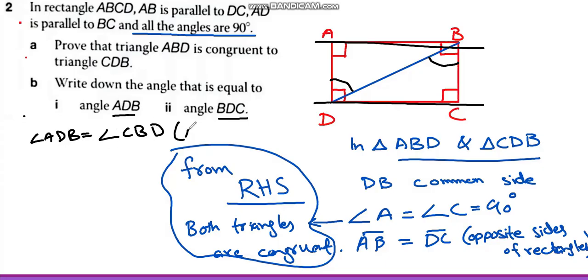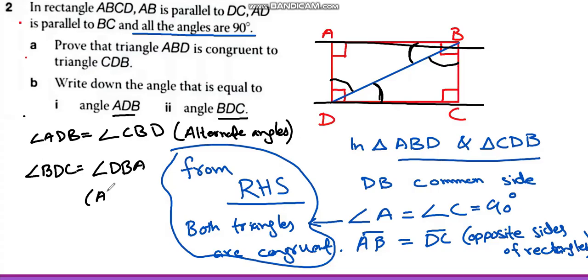because of alternate angles. And similarly, for BDC, BDC is basically this angle over here with D at the center. So its alternate angle should be DBA, or we can also say ABD. So because of the alternate angles, these two angles are also the same. So we can write angle BDC is equal to angle DBA because of alternate angles. Now let's proceed to the next question.